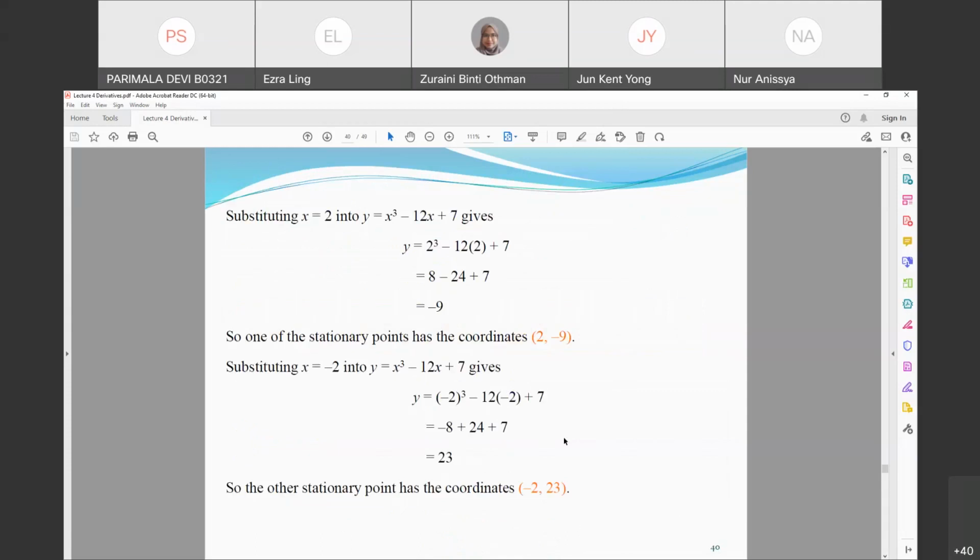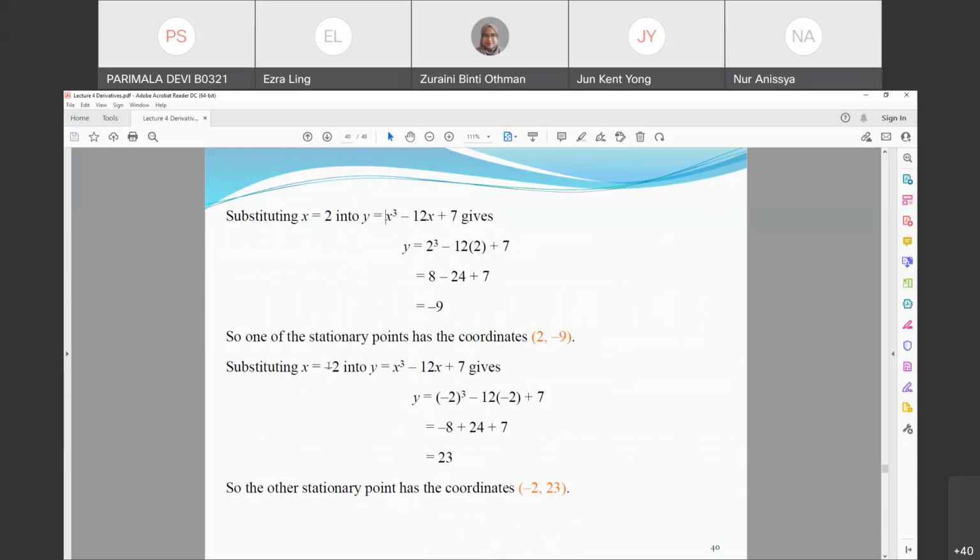Sebelum kamu tahu dia maksimum ke minimum, kita nak tahu the coordinate itself. Put the value of x is equal to 2 into the original equation, you get the value of y. So kita tahu titik yang pertama tu, koordinat dia ialah 2, negatif 9.